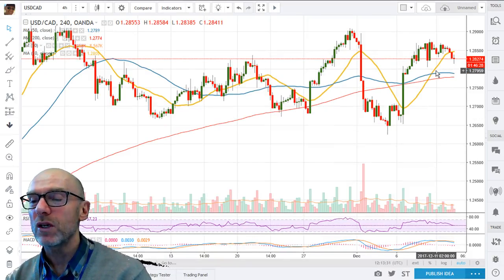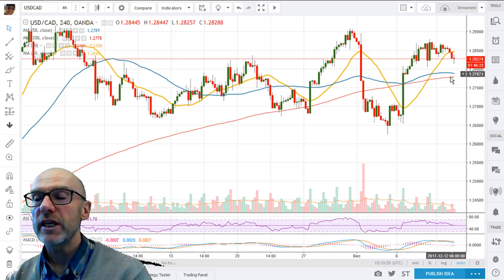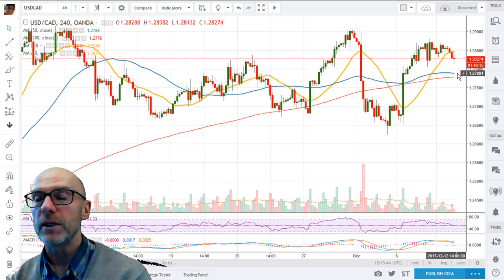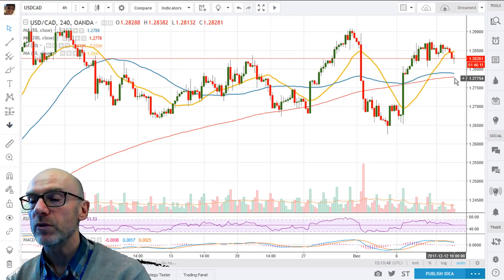On the 4-hour chart, so here each candle represents 4 hours of trade. Slightly more concern on this. We've come below the 20-day. You can see that the 50-day is already rolling over, which is a slight concern, especially if we came down to that level and went below it. So be aware of that. 200 is still moving up.